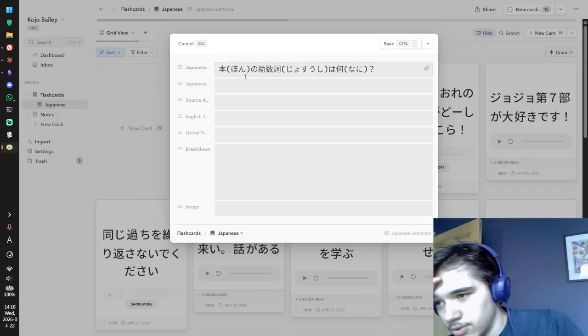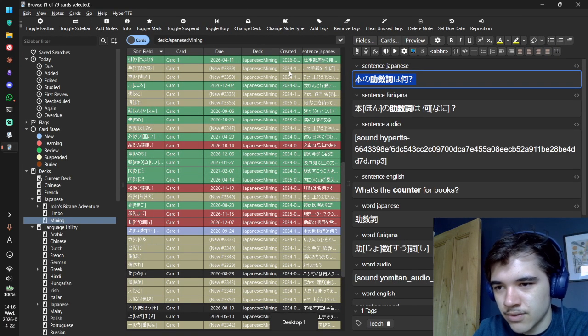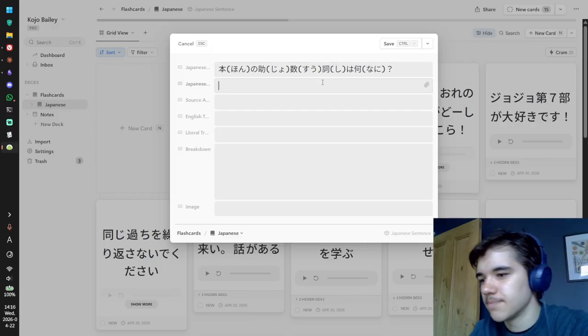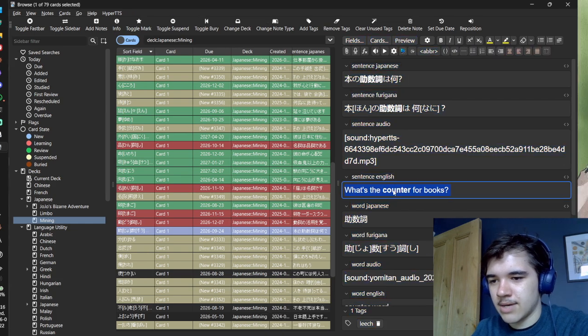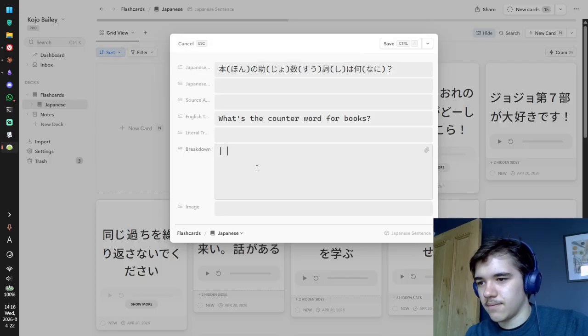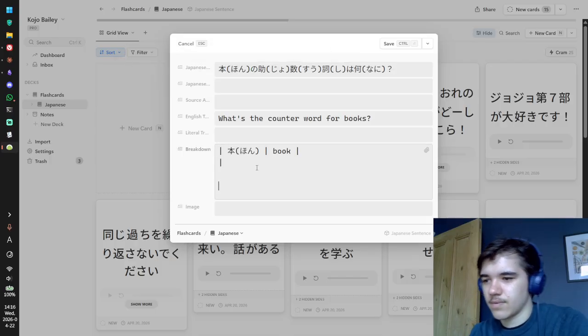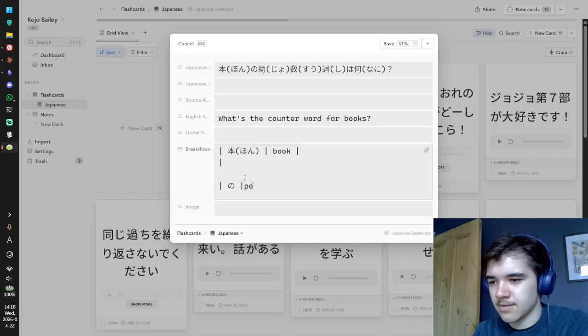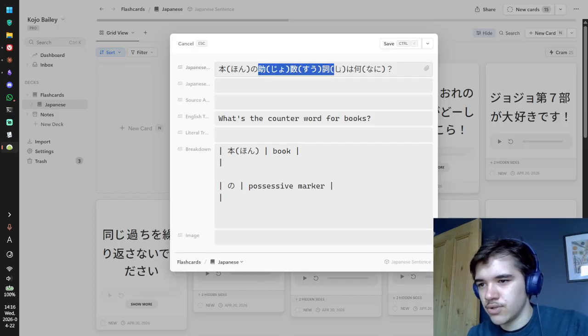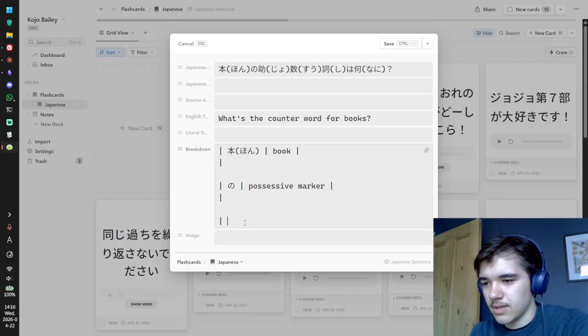My gut tells me to. Hon no josushi wa nani? So josushi. Same shi as in sushi, the food. So what's the counter word for books? Hon is book. No is the possessive marker. Josushi means counter word.